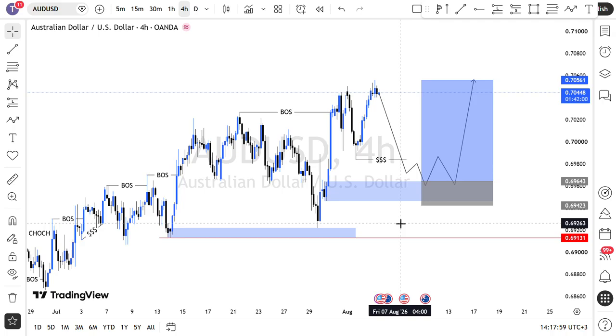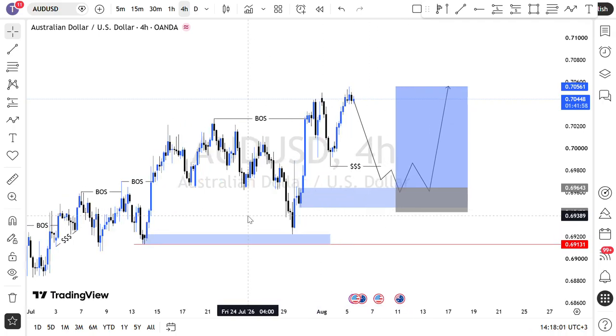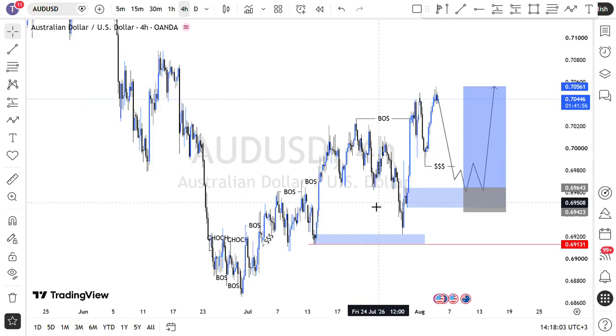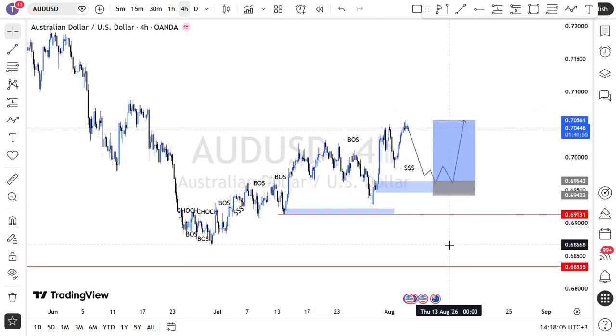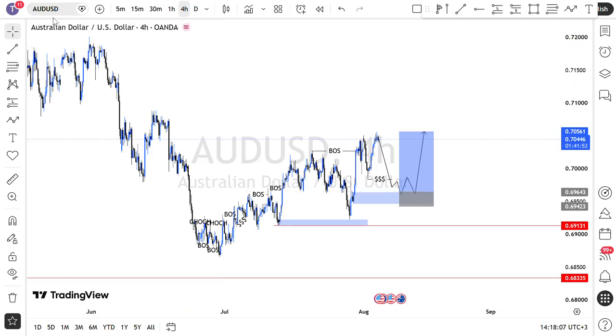And that is what I think on this pair. So if you have a different idea on AUD USD, don't forget to comment down below in the comment section, guys.